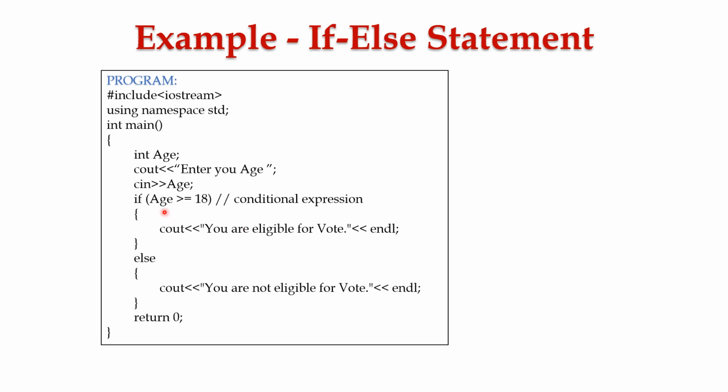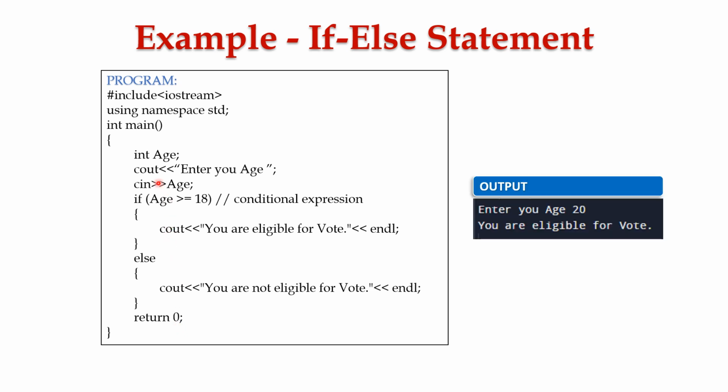If variable age is having less than 18, then the execution moves to the else part. So in else part, you are not eligible for vote is being displayed to the user using cout statement, and finally return part is being given. Now let's see how the program gets executed. So first, enter your age is being displayed to the user, which is being shown in the output. The user has given the value 20 for the variable age. So in if condition, it checks that 20 is greater than 18. So we get the output you are eligible for vote as displayed in the output.